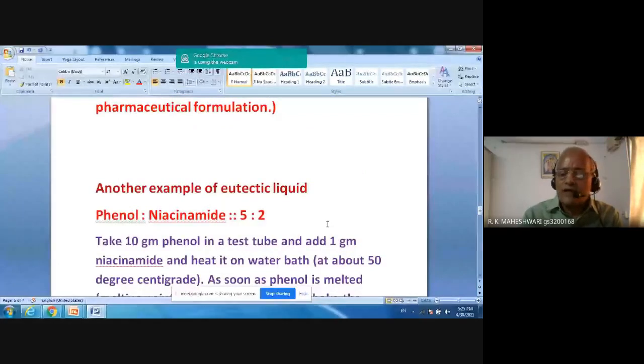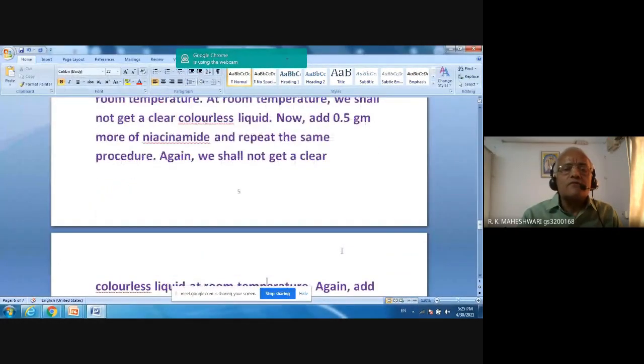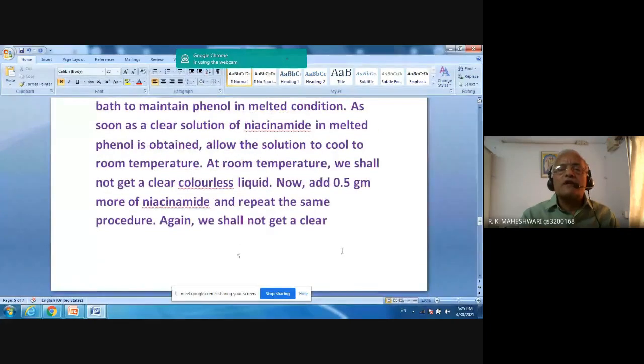Let me see, 10 gram. And how much have we added? 1 gram. So 1 gram of melted phenol has dissolved 1 gram of this. By dissolution of this 1 gram, the melting point is lowered, but not to such an extent that you get a eutectic liquid.